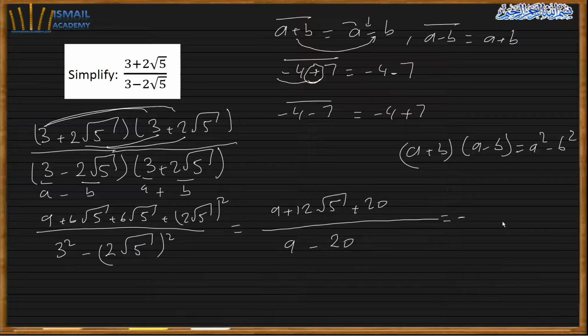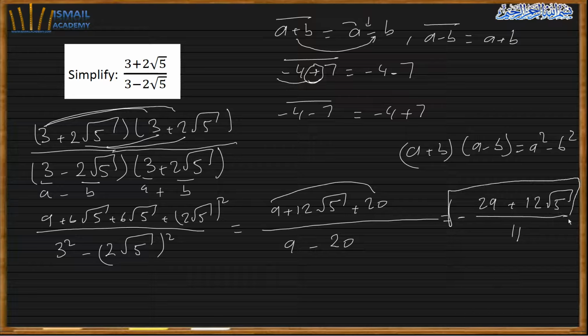So I put the minus in front. I put 11. And here, combine like terms: 29 plus 12 square root of 5. And I'm done.